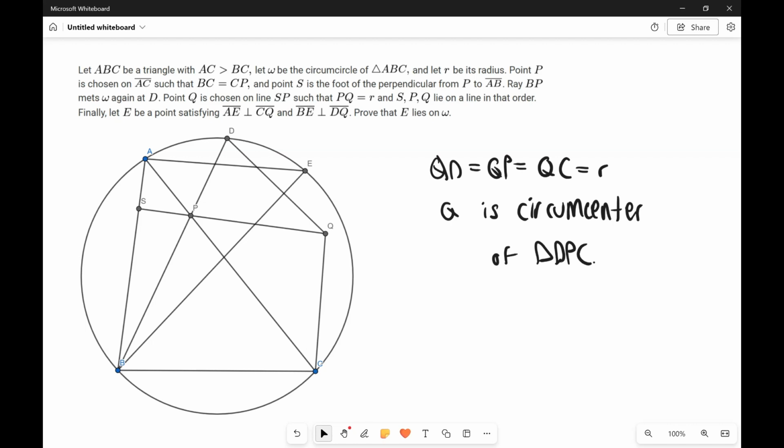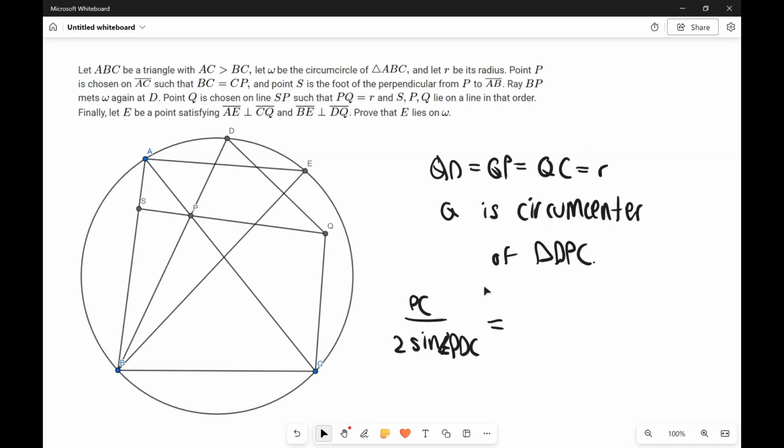So how do we go about proving this? Well, if Q was a circumcenter, then the circumradius of DPC would just be R. So let's try proving that first. What is the best way to find the circumradius of a triangle? Well, we just use the law of sines. The circumradius is equal to PC over 2 sine angle PDC by the extended law of sines, and we want to show that this equals the circumradius of ABC.